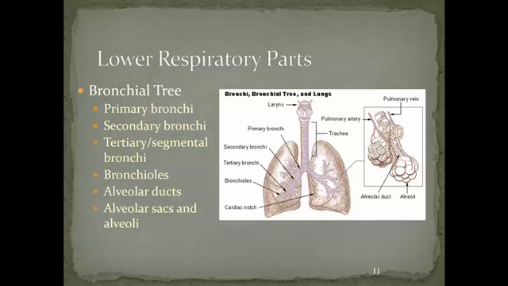As the cartilage decreases, the amount of smooth muscle increases. The mucous membranes also transition from pseudostratified ciliated columnar to simple cuboidal epithelium and finally to simple squamous epithelium. Alveolar ducts and alveoli consist primarily of simple squamous epithelia, which permits rapid diffusion of oxygen and carbon dioxide. Exchange of gases between the air in the lungs and the blood in the capillaries occurs only in the alveolar ducts and alveoli.